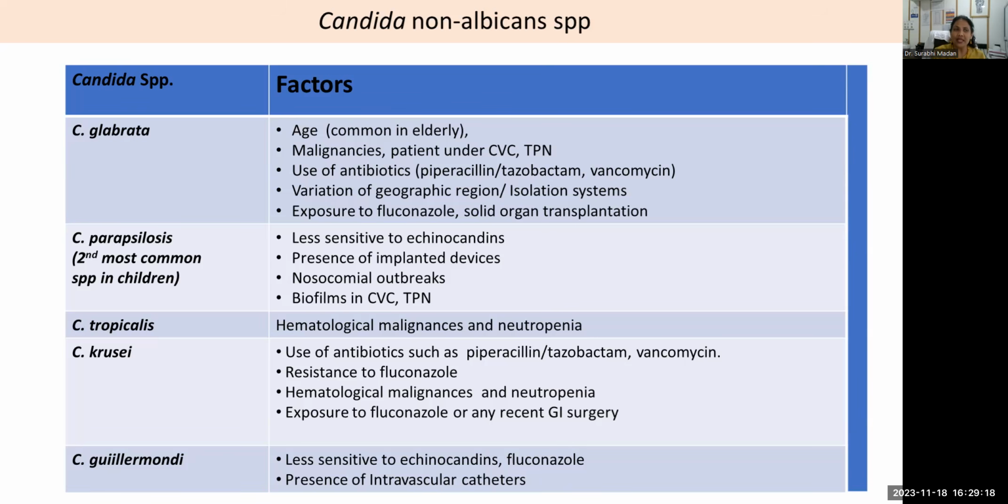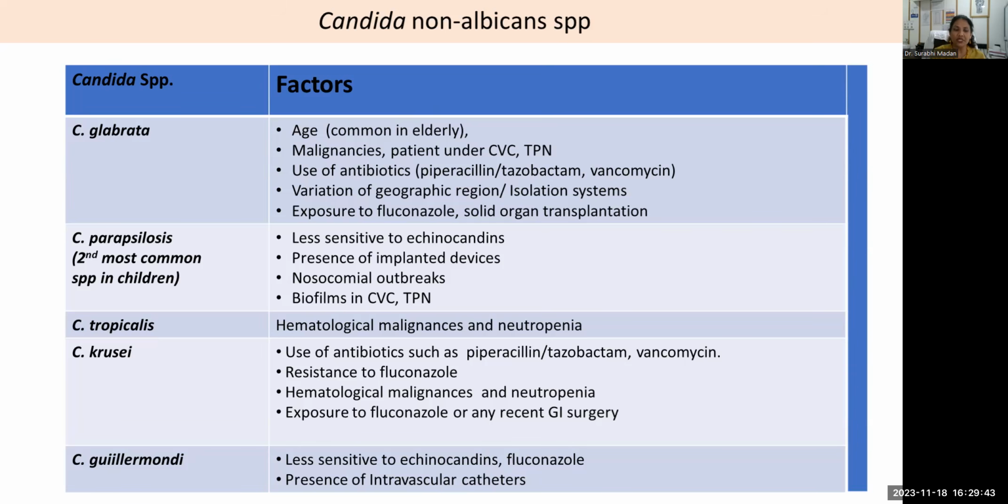Candida tropicalis, as such, we see a lot. However, hematological malignancies and neutropenia, these patients are at high risk. Similarly, Candida krusei, use of broad-spectrum antibiotics and resistance to fluconazole is a characteristic of this species. Again, risk factors like hematological malignancies and neutropenias and prior exposure to fluconazole, recent GI surgery.